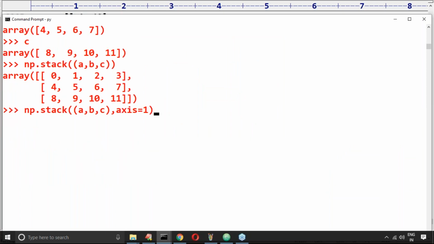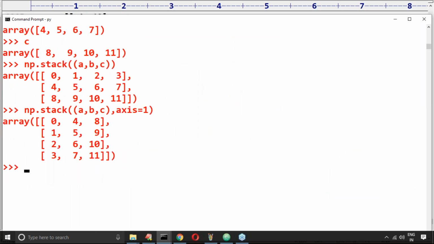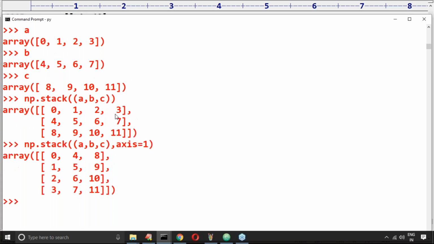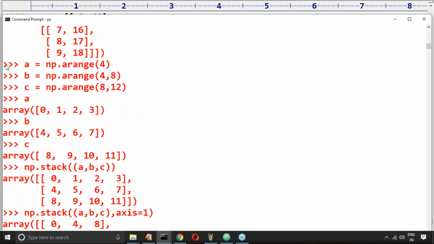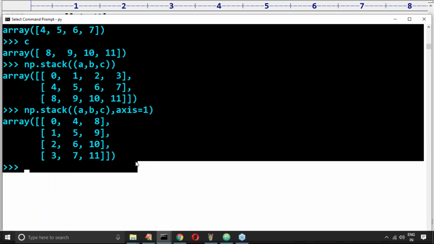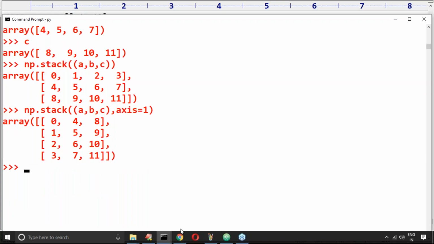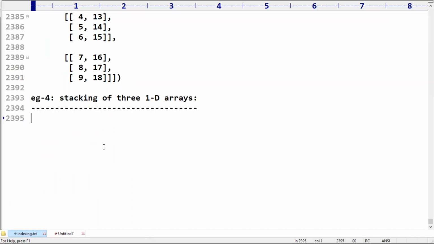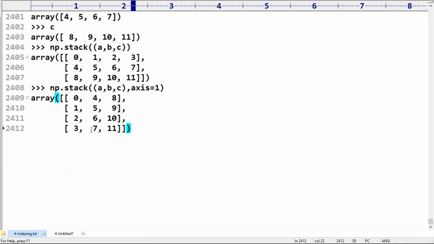If our analysis is correct, we get 0, 4, 8, 1, 5, 9, 2, 6, 10, 3, 7, 11. Is it our required thing or not? Yes, it's working properly. So for 1D arrays stacked into 2D arrays, our approach is working excellently.